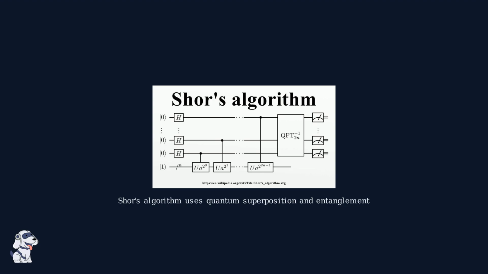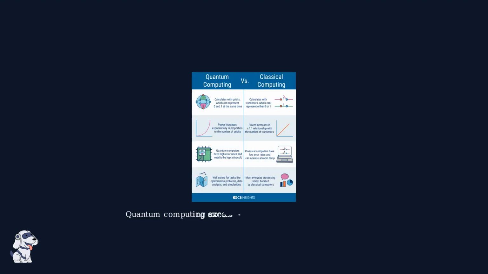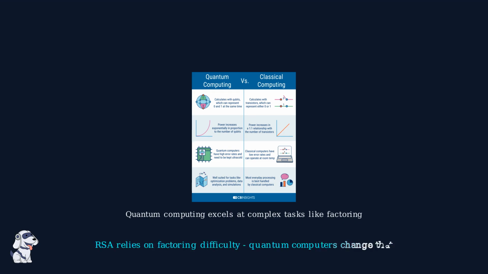Unlike classical computers that process bits as 0 or 1, quantum computers use qubits in superposition, allowing parallel processing. This exponential power makes Shor's algorithm a serious threat to current encryption standards. Since RSA encryption depends on the computational difficulty of factoring large numbers, Shor's algorithm could break these security systems once quantum computers become powerful enough.